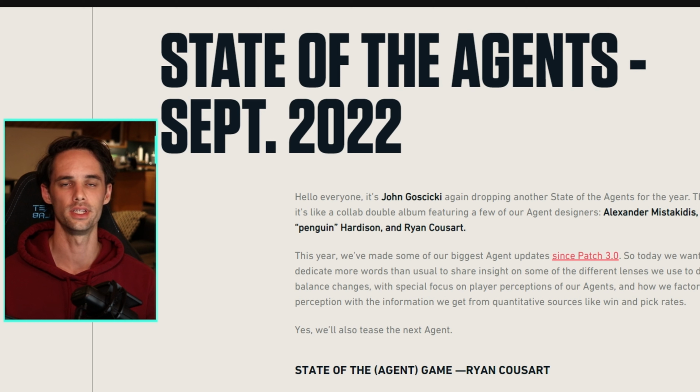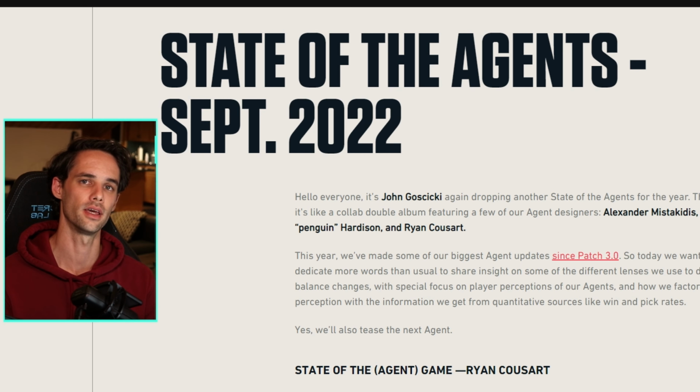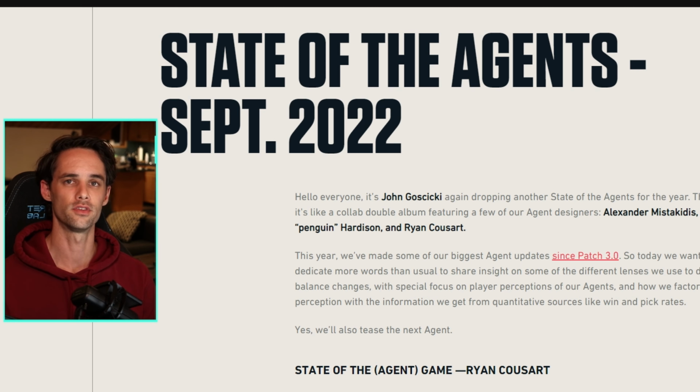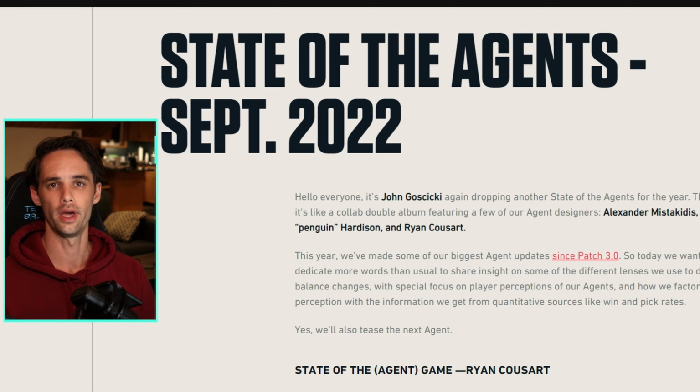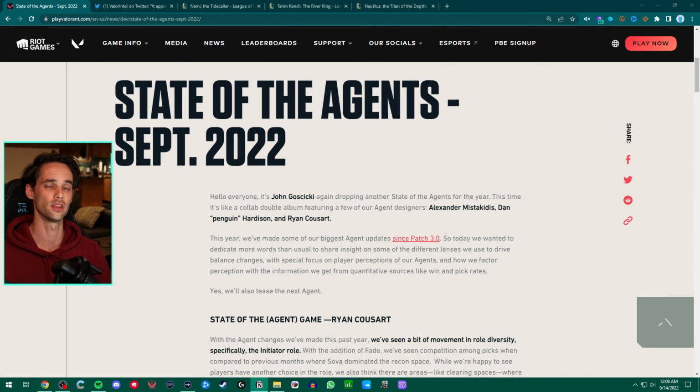Throughout the post, they have three devs talk about the different lenses they use to adjust agents and make changes. They also talk about the difference between game balance and balance perception, what happens when those two clash, and a deeper look into their thoughts on Chamber and Phoenix. This is followed by the new agent teaser, of course. So let's talk about the different lenses that Riot leverages when balancing Valorant.